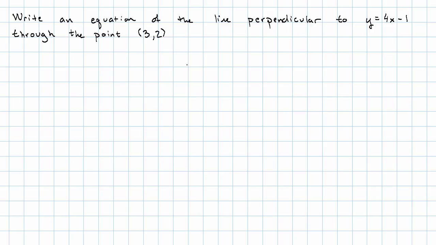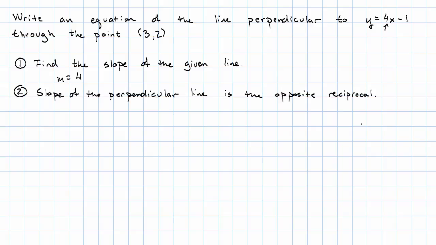Suppose we want to write an equation of the line perpendicular to y equals 4x minus 1 through the point 3, 2. Our steps are going to be very similar. First, we find the slope of the given line. In this case, that's pretty simple because the line is given in slope-intercept form. So, in this case, the slope is 4.